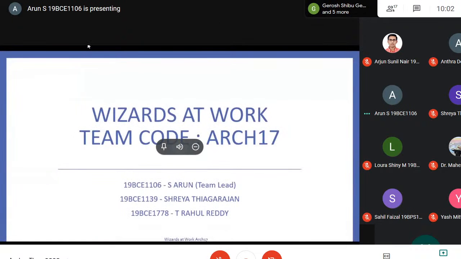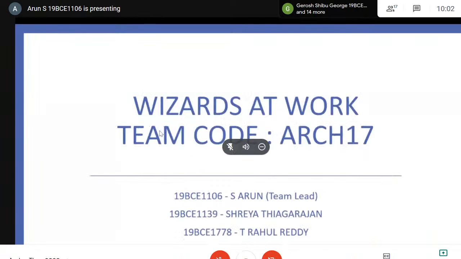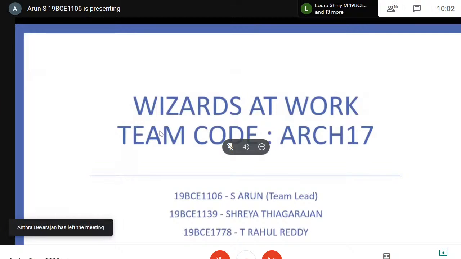Good morning, everyone. This is Team Wizards at Work, Arc 17. I'm Shreya, and my teammates are Arun and Rahul. Today, we will be talking about magnetic disks and optical storage technology.